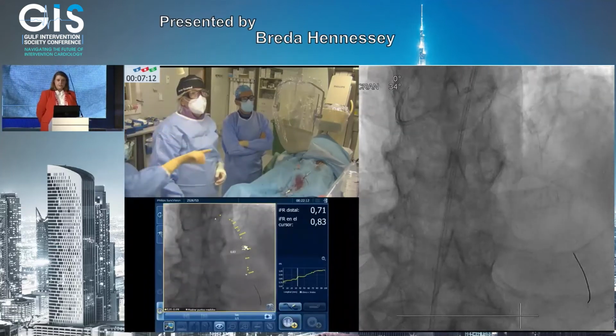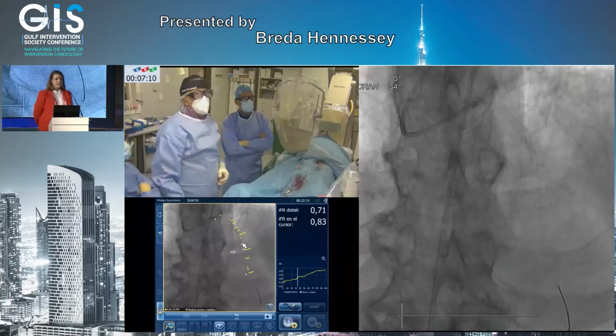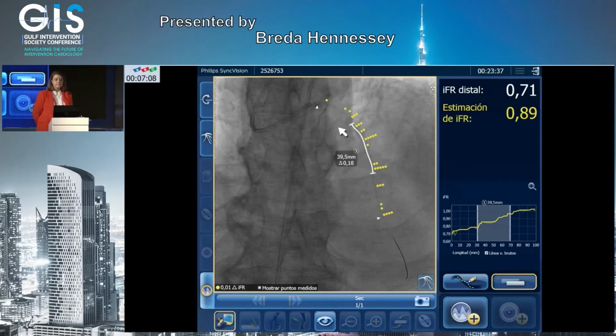We moved on to co-registration. As you can see here, we've used the wire instead of contrast injection. And by treating a very long segment of disease in the proximal and mid-LAD, roughly 54 millimeters, we can expect an iFR of 0.94 at the end.